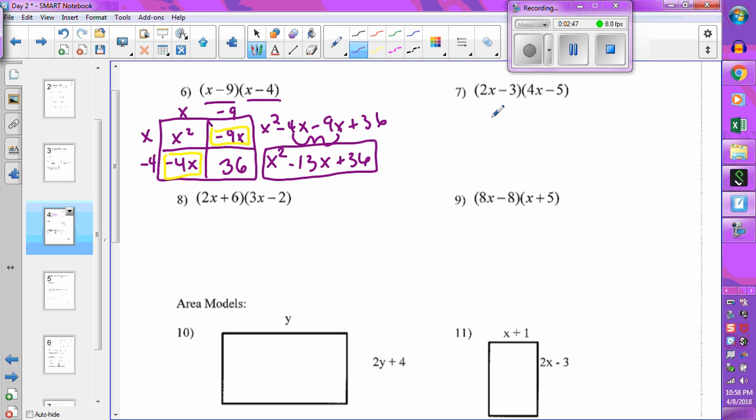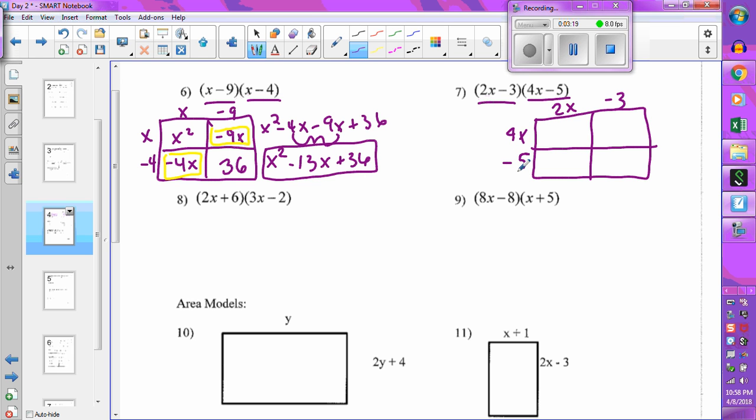Okay, so let's move on to the next one. We're going to use the box method for this one as well. So what I want you to do is draw another box right here. Make sure there are four smaller boxes in your square. We're going to take our first polynomial, 2x minus 3, and put it on top, so we'll put 2x and a negative 3 here. Then we're going to take the 4x minus 5, so we'll put the 4x here and then negative 5 on the side.